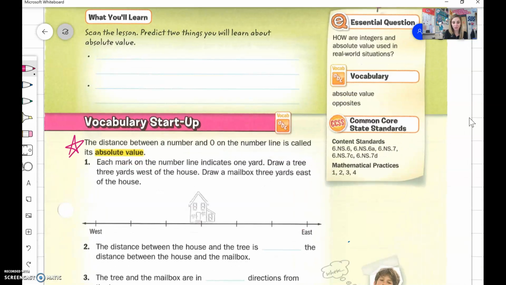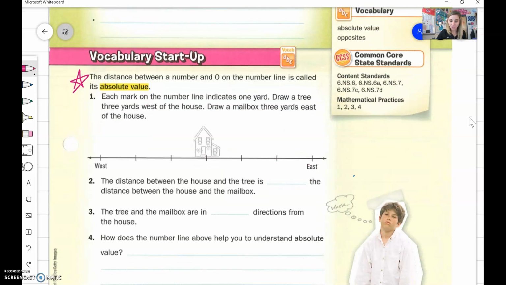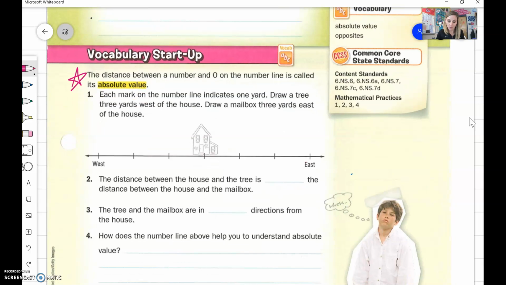If you take a look right here, it says the distance between a number and 0 on the number line is called absolute value. So it's the distance between 0 and the number. That's it. That is absolute value, the distance between 0 and the number. So let's do a little problem solving here to see if we can figure out what it means.